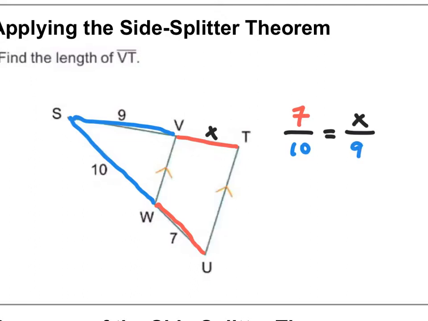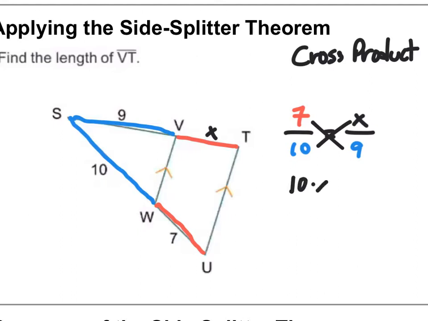Now in order to solve this equation for X, you could cross multiply and divide, and that would work for this scenario, but sometimes these get a little trickier. So we want to use the cross product property that we learned in the last section. I'm going to multiply 10 times X and 7 times 9, and that gets rid of my fractions. So 10 times X is equal to 7 times 9. Now 10 times X is just 10X, but 7 times 9 gives me 63, okay?